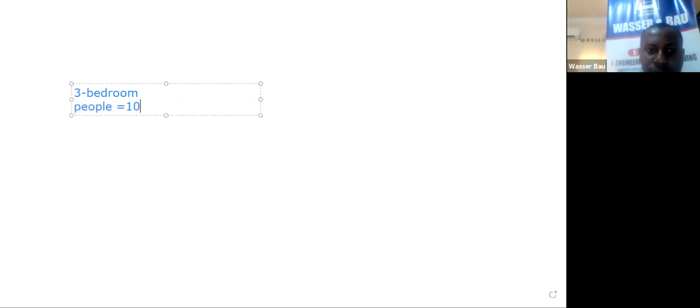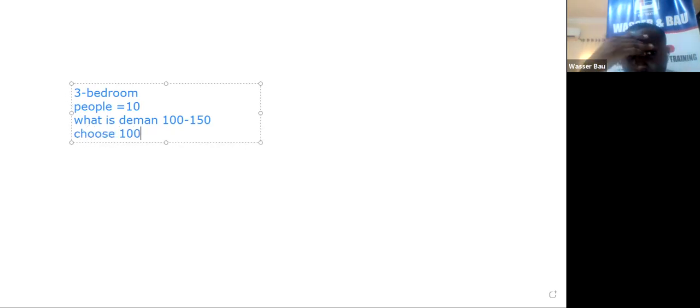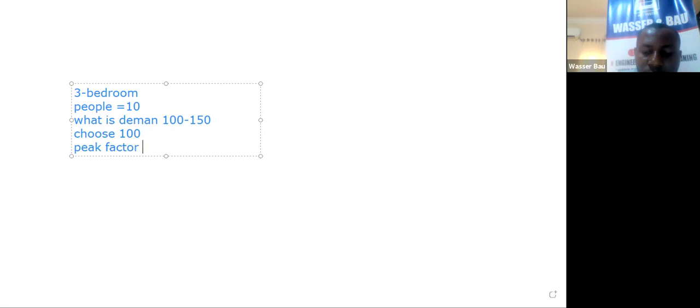So for a 3-bedroom bungalow, how many people do you think can be in it? Let's say 10 people. We now ask ourselves, what is the water demand? According to WHO, between 100 and 250. And then WHO says 150, this is a new standard. So therefore, let us choose 100. And then let's assume a safety factor or peak factor of 2.0.